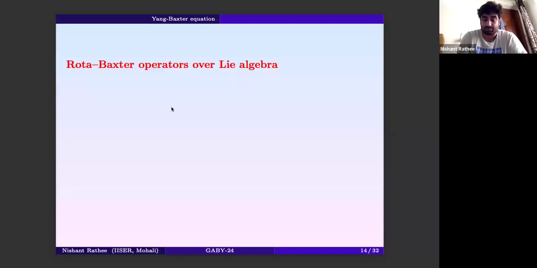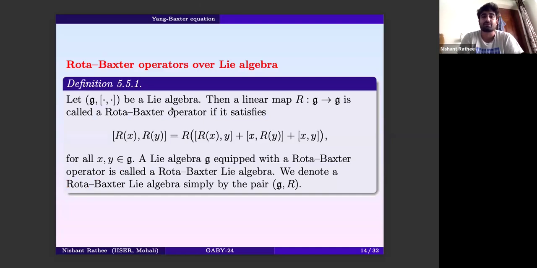So let's see what is the definition of a Rota-Baxter operator over a Lie algebra. Suppose you have a Lie algebra G and a linear map R from G to G, which satisfies this weird identity: R[x,y] = R([Rx,y] + [x,Ry] + [x,y]). Again, if G is an abelian Lie algebra, where the Lie bracket is 0, then every linear map is a Rota-Baxter operator. So they are also useless in the abelian case, similar to groups. Similarly, we call this pair (G, R) a Rota-Baxter Lie algebra.